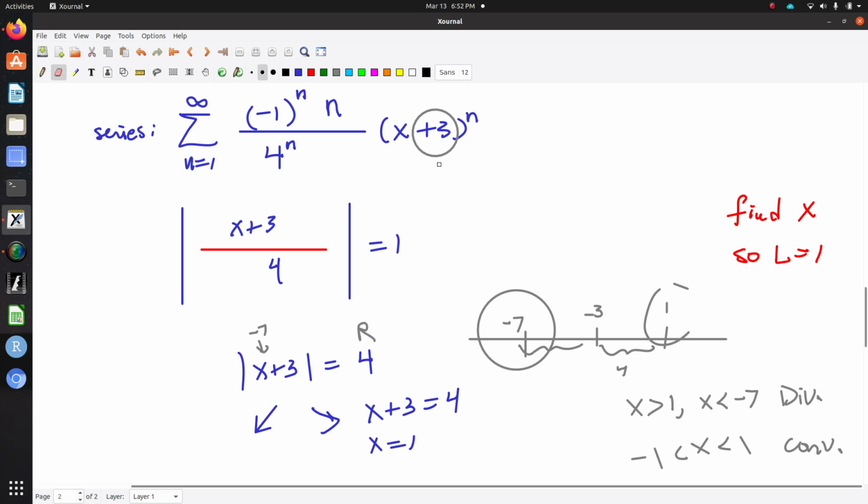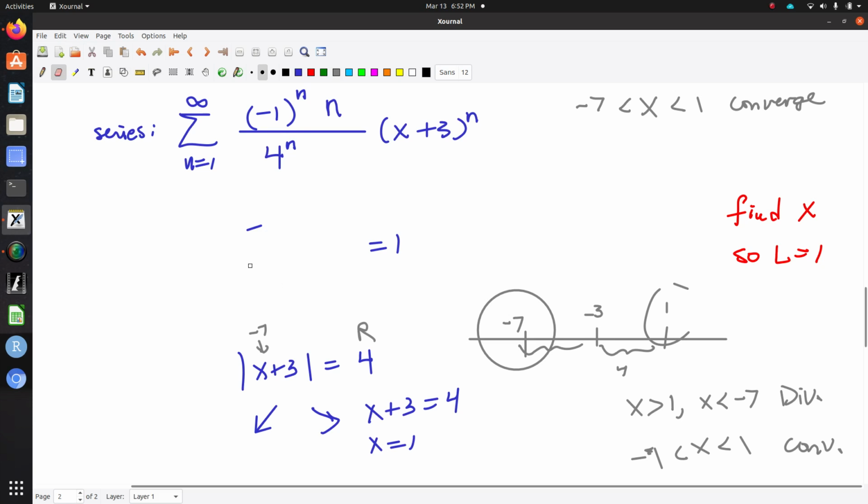But right now, at least, I know that, how did this happen? This is supposed to be a 7. Between -7 and 1, we're good to go. We converge, and we converge everywhere else except possibly 1 and -7. So let's just see what happens at those 2 points.